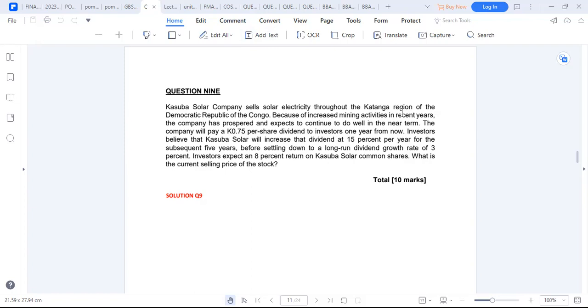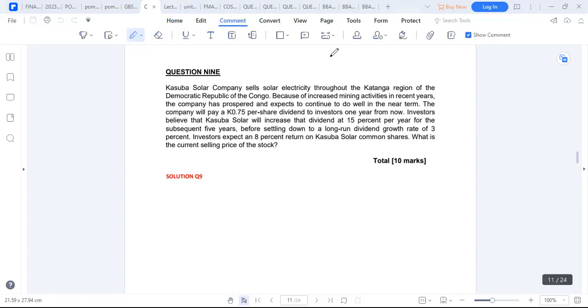Whatever happened in the exams, whatever erodes your mind, I do not know. So let's analyze what has been given here. Charlotte, what has been given? What is this? 0.75. Is it D1 or D0? That's D1, because of the 1 year from now. Correct. That's D1. I'm happy that you're able to see that. What else are we given?